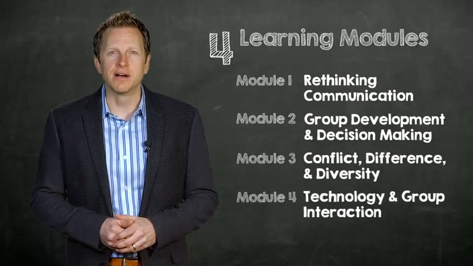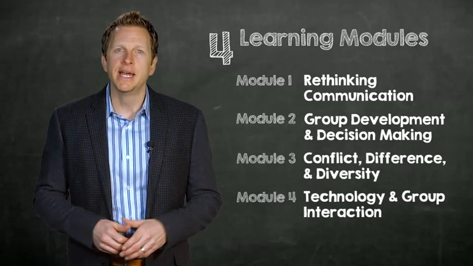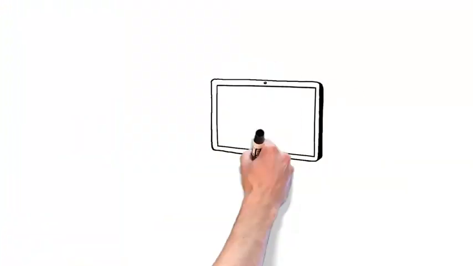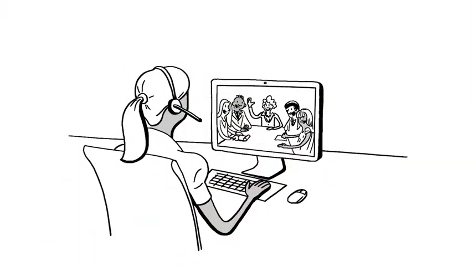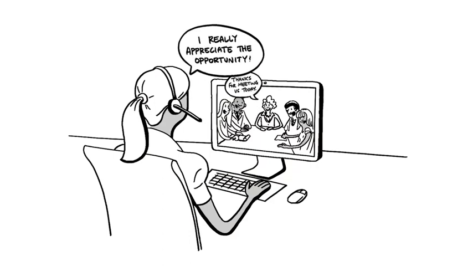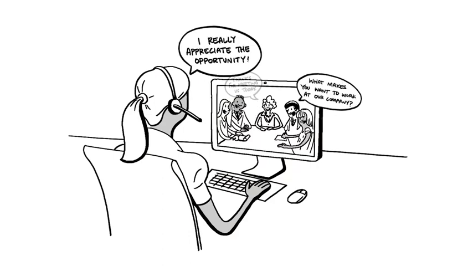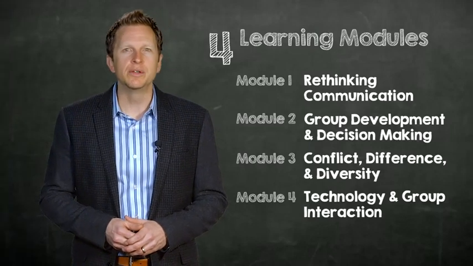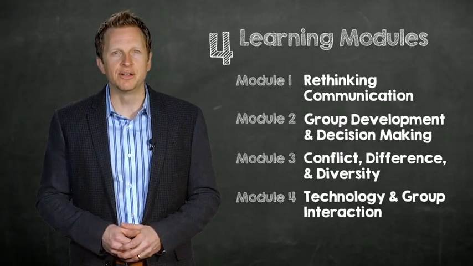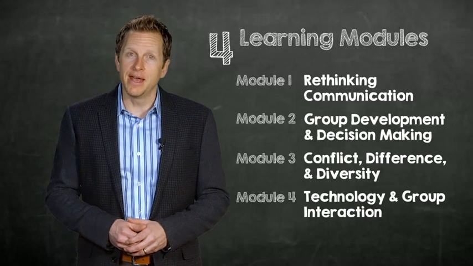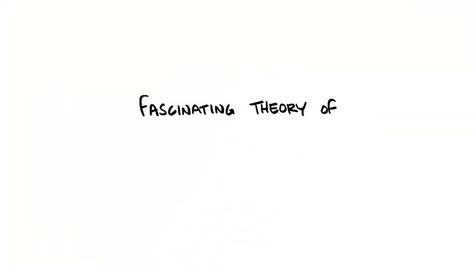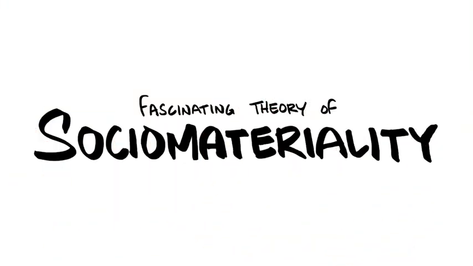Finally, Module 4 covers technology and group interaction, an increasingly prevalent aspect of the modern landscape of group work we must understand. We'll look at the concept of virtual work and how groups are using technology, as well as various models and theories of media functionality and information processing. We'll cover several practical and conceptual issues we should always keep in mind when it comes to technology and group communication. And we'll explore some cutting-edge thinking about technology and group work through the fascinating theory of sociomateriality.